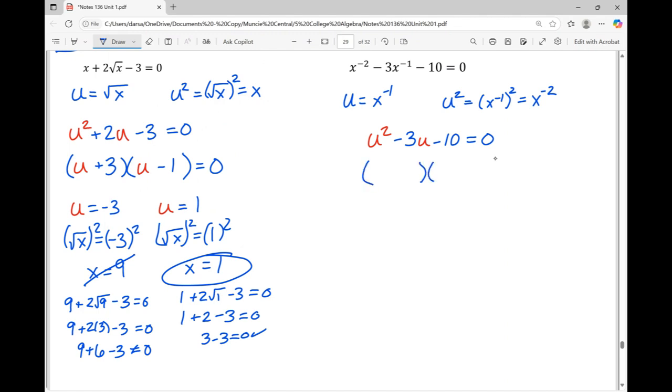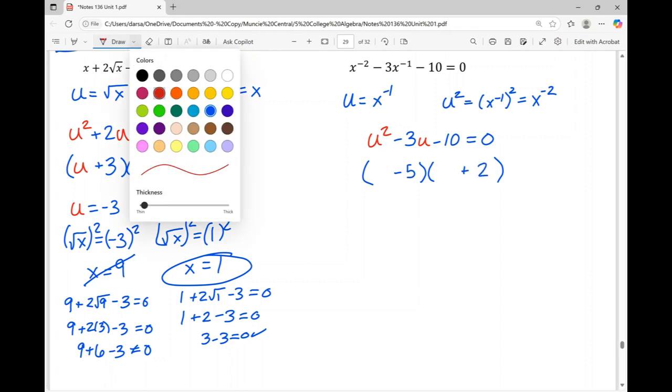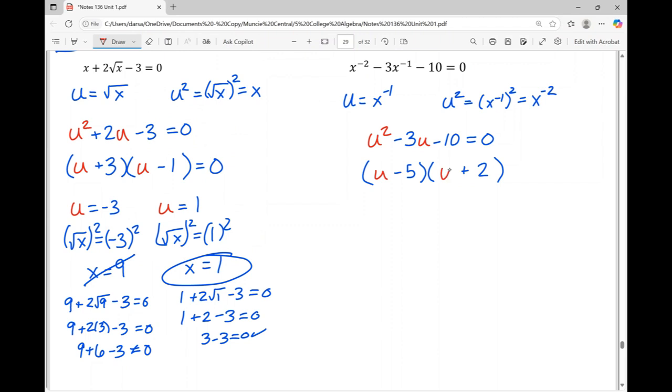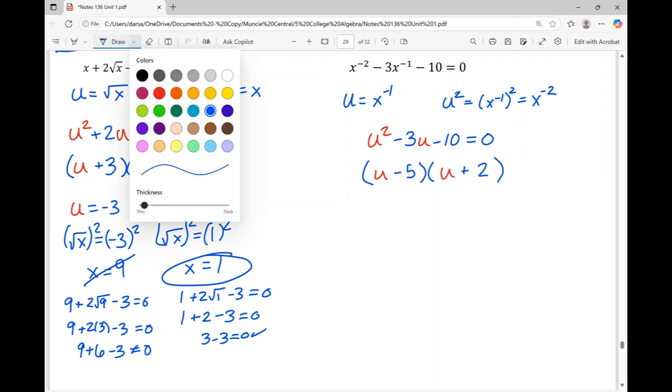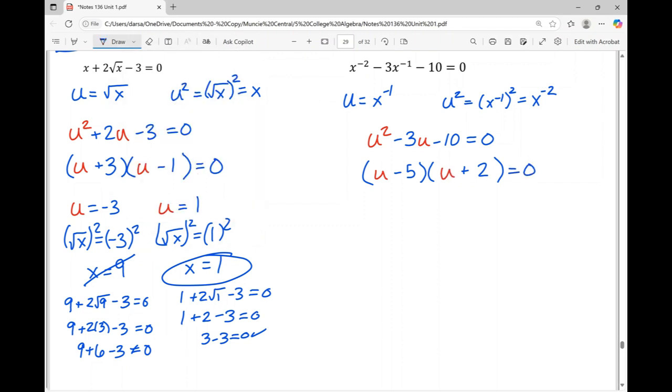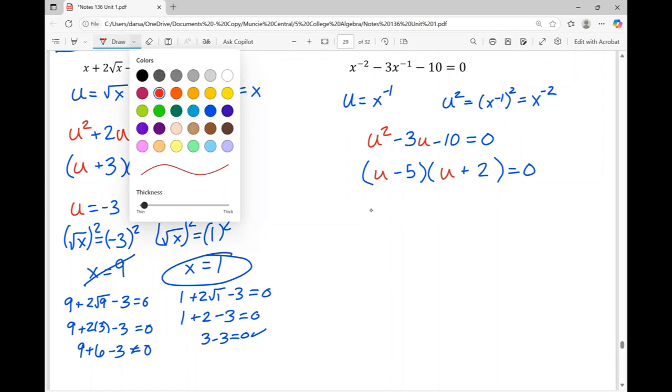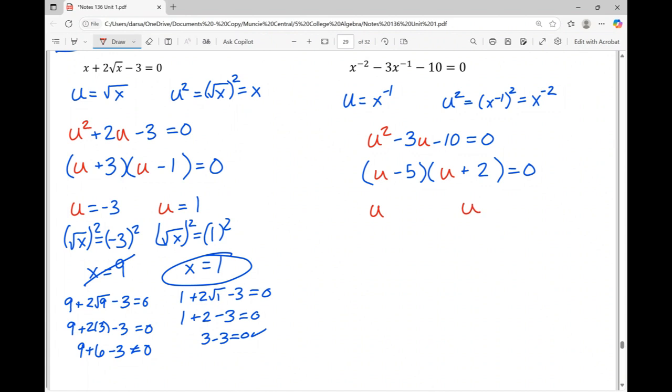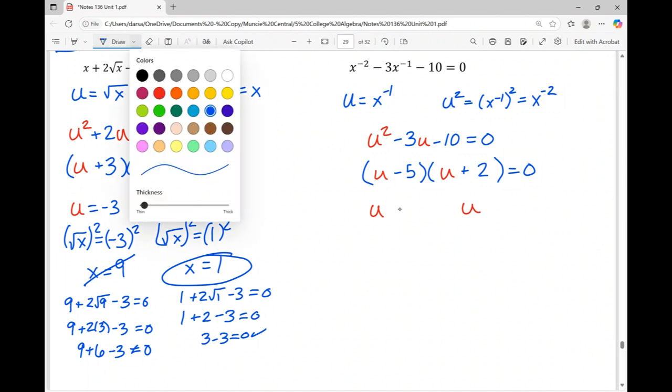What multiplies to negative 10 and adds to negative 3? Well, that'll be negative 5 plus 2. So we get u minus 5 times u plus 2 is equal to 0. So solving these, we will get that u is equal to 5 and u is equal to negative 2.